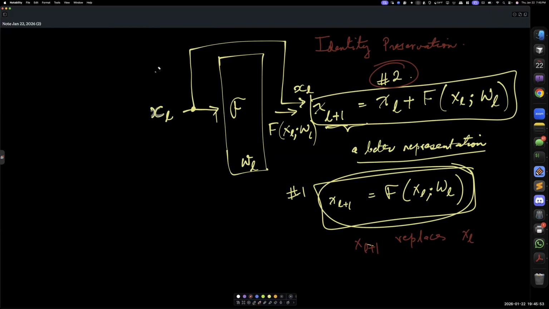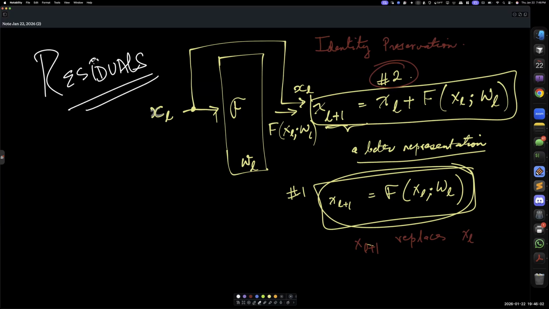Yeah. I just have one more question. Can I ask that? Okay, sure. How do they decide where exactly to put these residuals? In the transformer also, I think it is at some places only, right? Not all places.